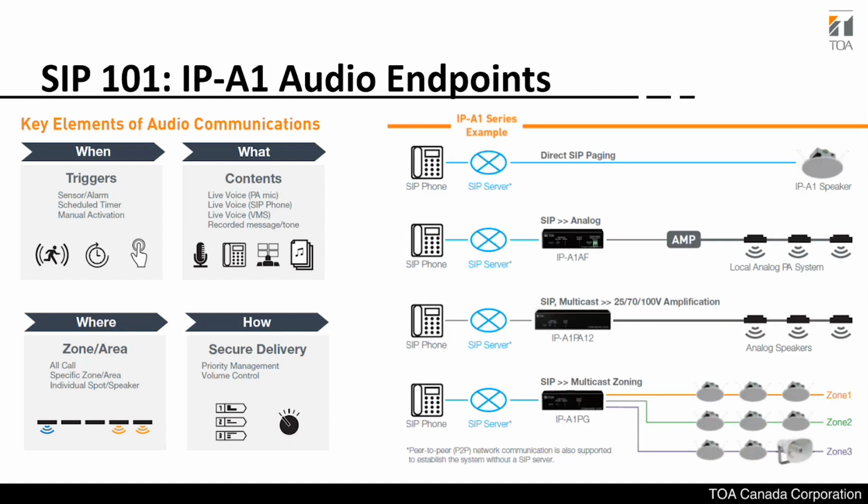Here is another example of how the IP1 series can work. On the top is direct SIP paging, so you just call one speaker, or by using the IP1AF, you call the IP1AF and it goes to an amplifier. You can have multiple speakers, but again, it's only one zone. A similar scenario with the IP1PA12: you can call the IP1PA12 and you can have one-zone paging. And below is the IP1PG, which is used for multicast paging, so you can have multiple zones.